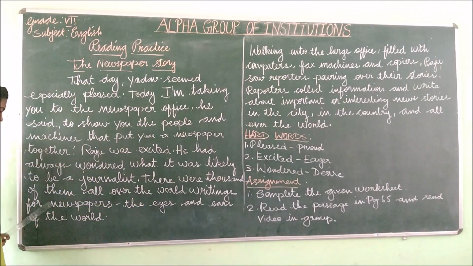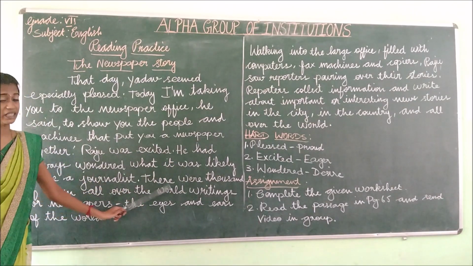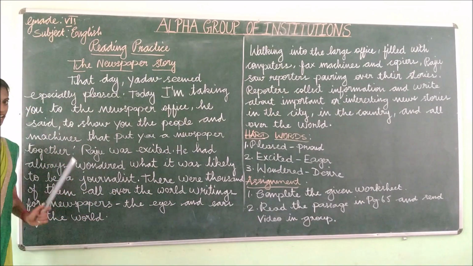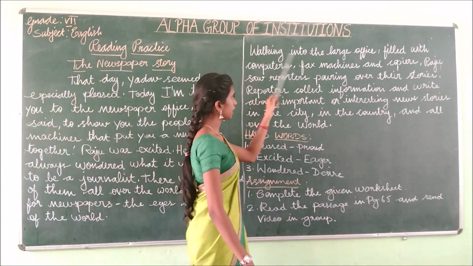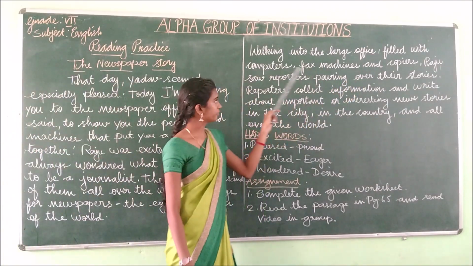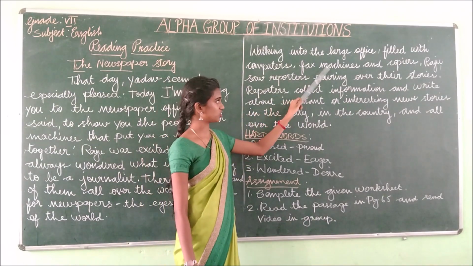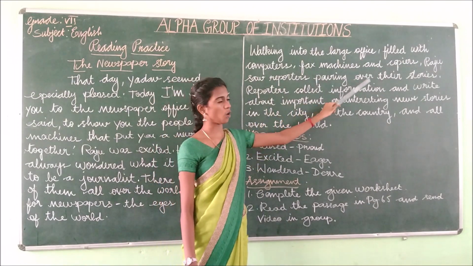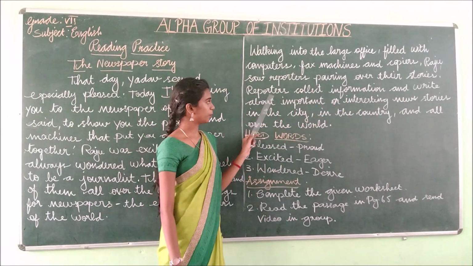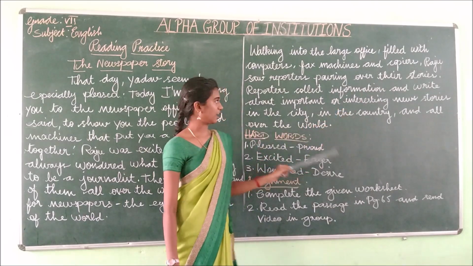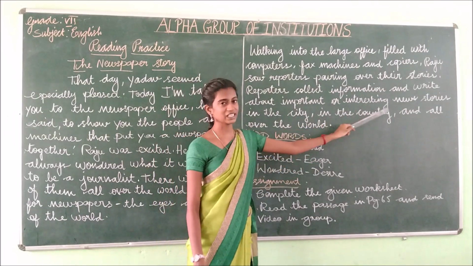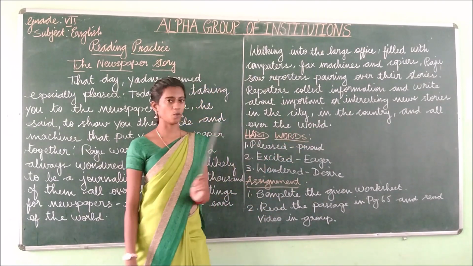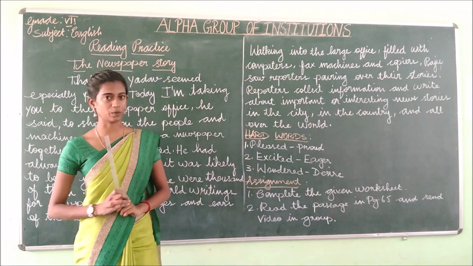There were thousands of them all over the world writing for newspapers, the eyes and ears of the world. Walking into the large office filled with computers, fax machines and copiers, Raju saw reporters poring over their stories. Reporters collect information and write about important or interesting news stories in the city, in the country and all over the world. Okay, now let us read the words.